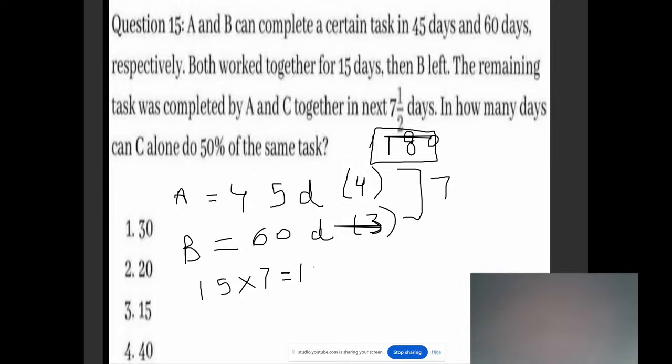15 into 7 is equal to 105, and 105 chocolates are over out of 180. In 180, 105 are over, so it means 75 are remaining. 75 chocolates are remaining. So here they said that B left the work. As B left the work, A and C completed the remaining work in 7.5 days.